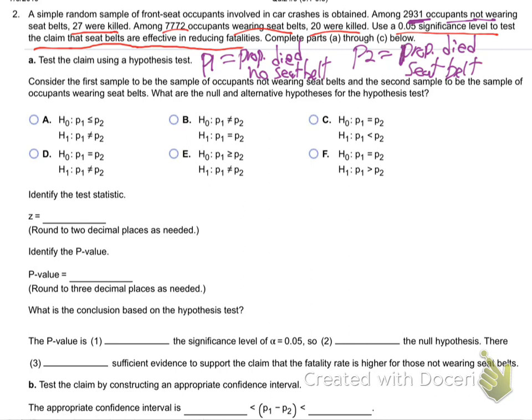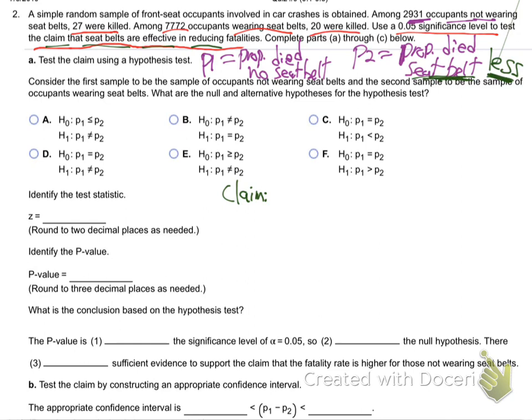Okay, so proportion 1 and proportion 2. Let's go to it. What's the claim on this problem? They claim that seatbelts are effective in reducing fatalities. So in other words, those that wear seatbelts have less fatalities. That's what we're claiming.